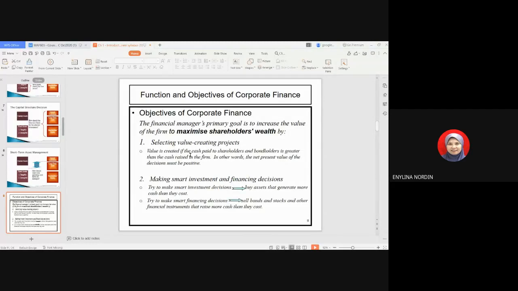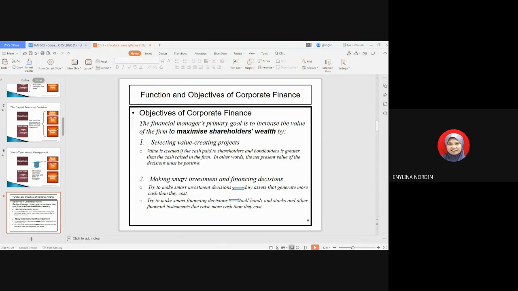But if both projects are giving you positive NPV, the company should select only one because of the limited sources of fund. So with the scarce resources available, they have to make a choice. The financial managers will choose the project with the higher positive NPV value. So by selecting this positive NPV project, the financial managers are actually maximizing the firm's value and at the same time maximizing the shareholders' wealth.